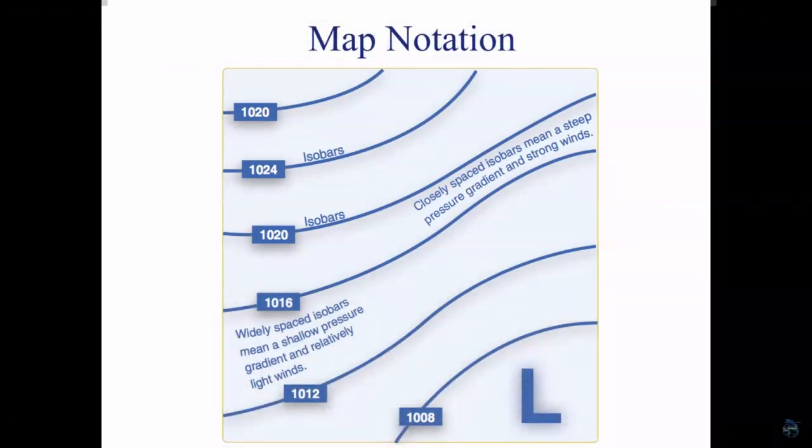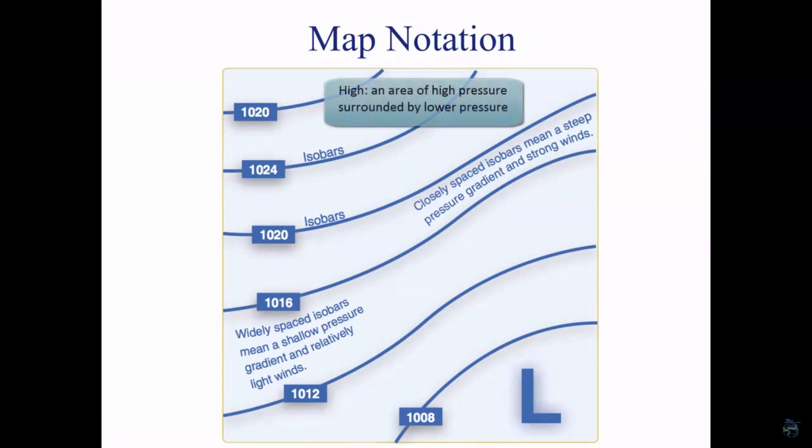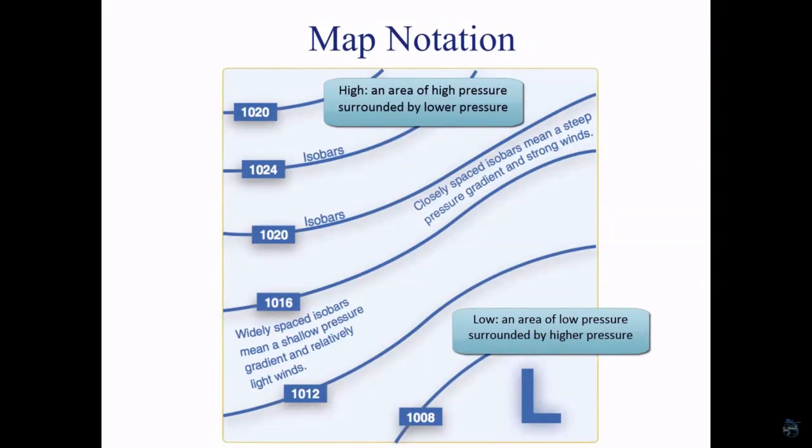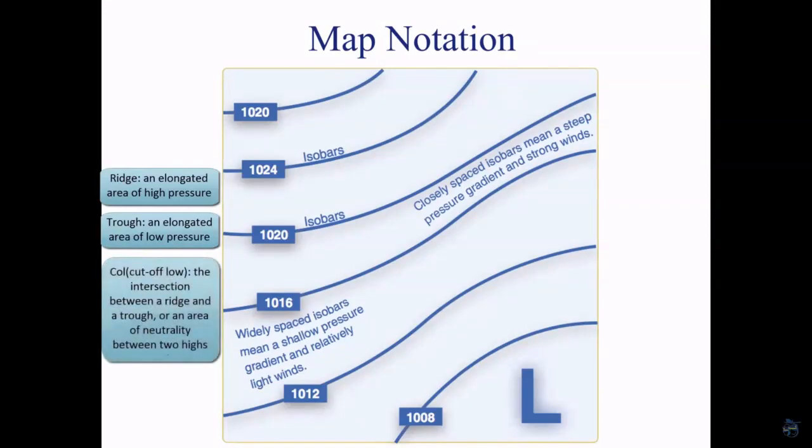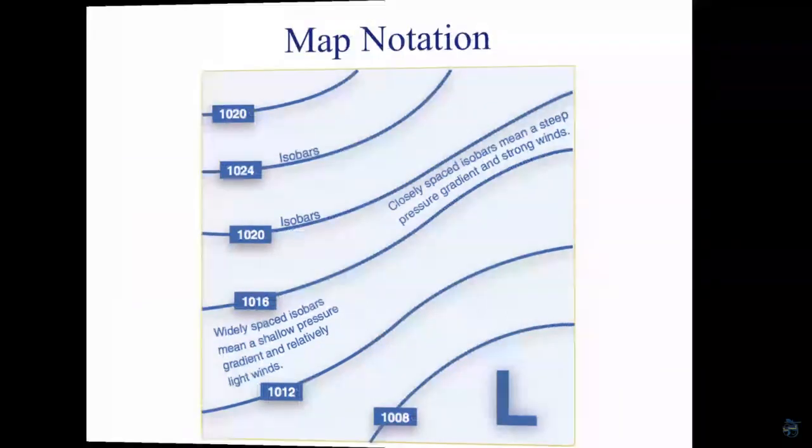Isobars help identify low and high pressure systems, as well as the location of ridges, troughs, and cutoff lows, or cols. A high is an area of high pressure surrounded by lower pressure. A low is an area of low pressure surrounded by higher pressure. A ridge is an elongated area of high pressure, and a trough is an elongated area of low pressure. A col is the intersection between a ridge and a trough, or an area of neutrality between two highs or two lows.